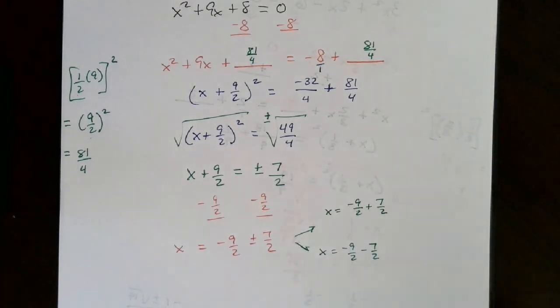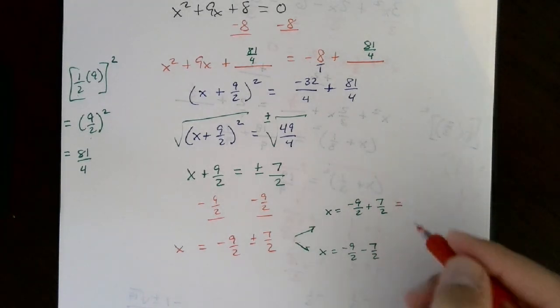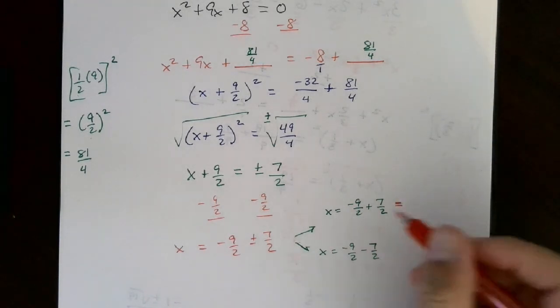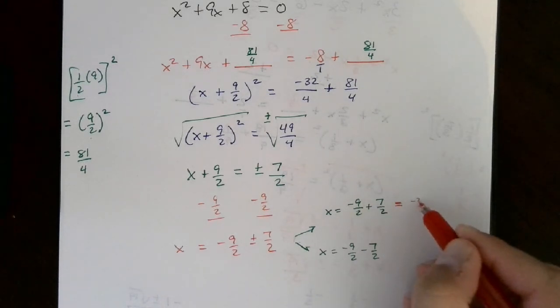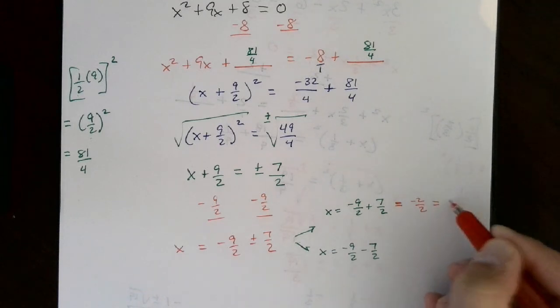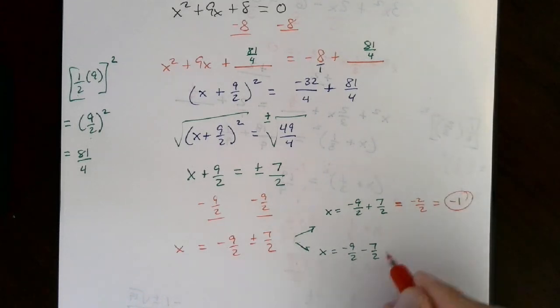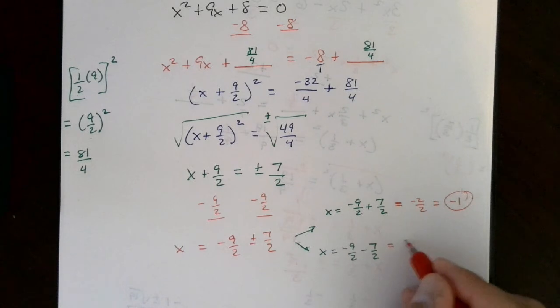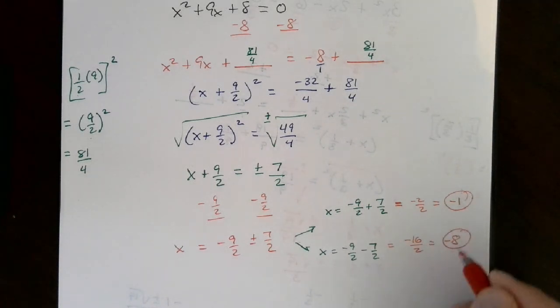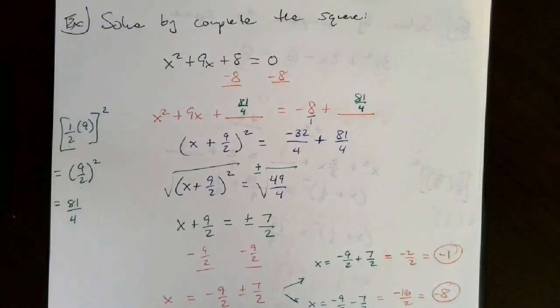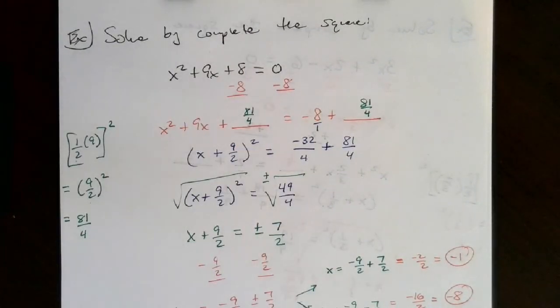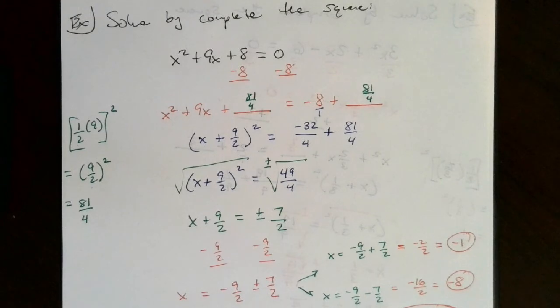They have a common denominator, so they're like terms, and you can add them. If they didn't have a common denominator, you'd have to get the common denominator first. But adding them, negative 9 plus 7 is negative 2 over 2. Negative 2 over 2 is negative 1. Right here, negative 9 minus 7 is negative 16 over 2, which is negative 8. And we got two answers, negative 1 and negative 8. These are the x values that would make this original equation true. That would be the solution to this original equation.